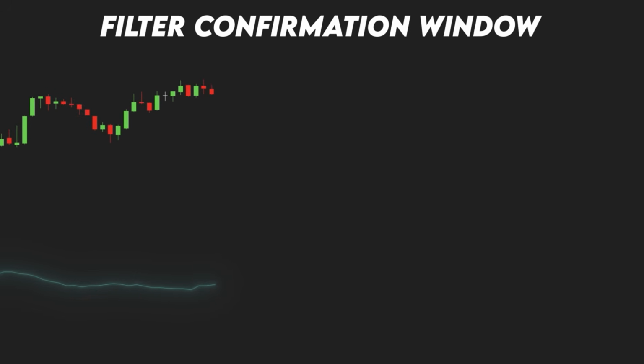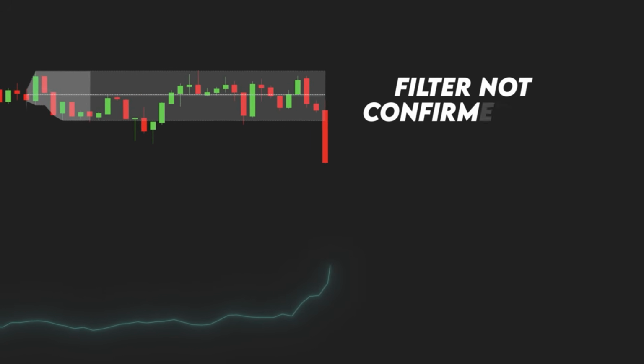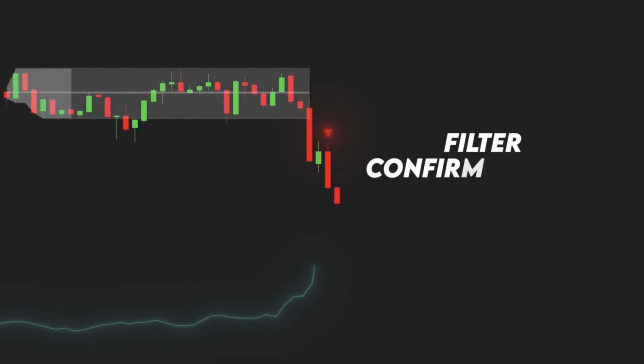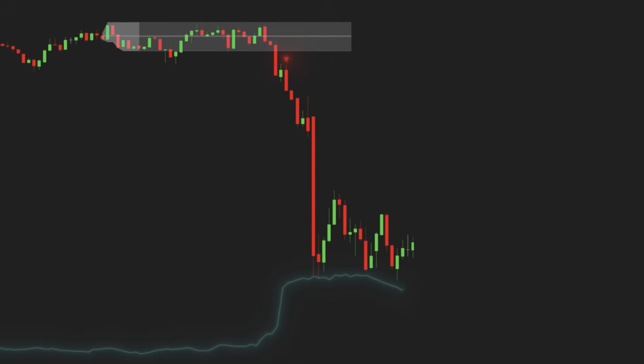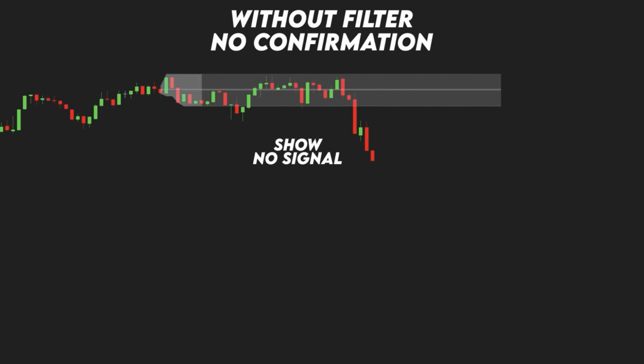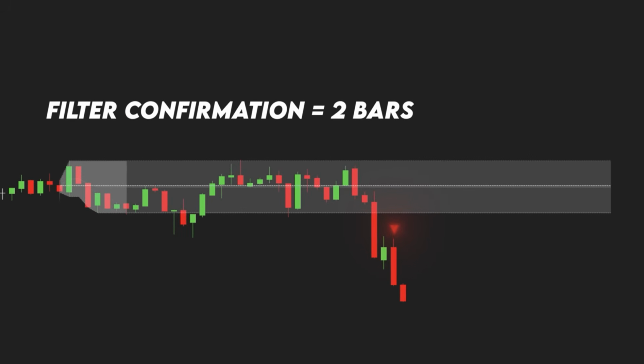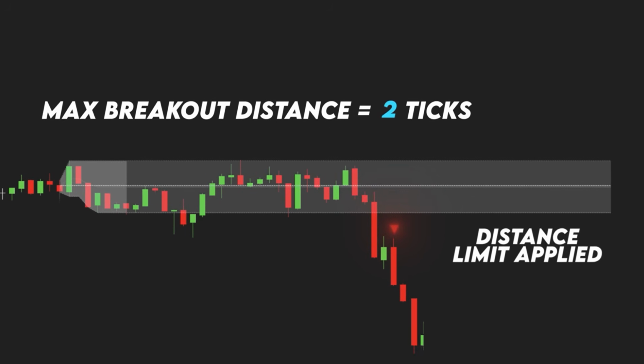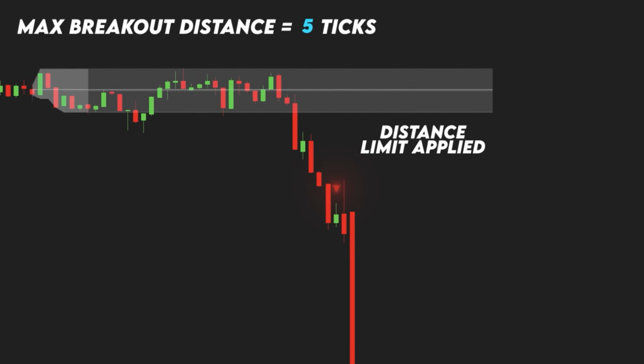Filter confirmation can also be controlled over time. This defines how many bars the filter remains valid after a breakout. Sometimes the breakout happens first and filter conditions are confirmed later. This setting allows those conditions to catch up, making the system more flexible. To avoid late entries, max breakout distance limits how far price can move while waiting for confirmation.